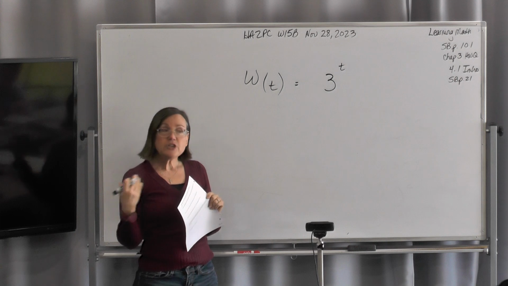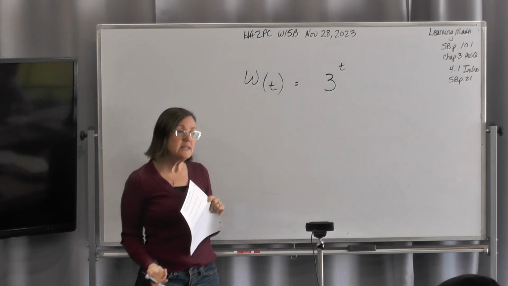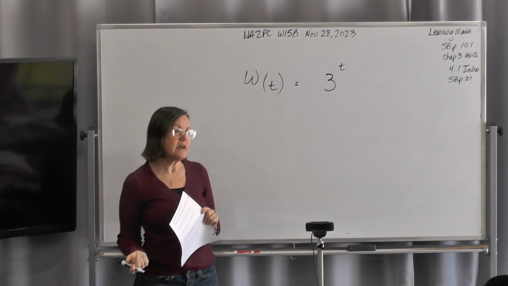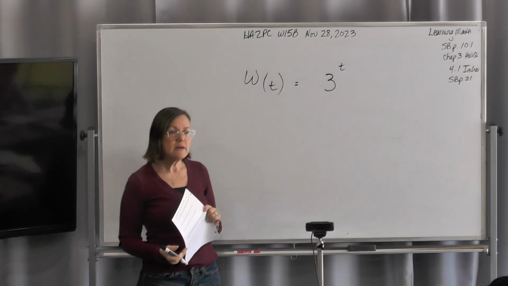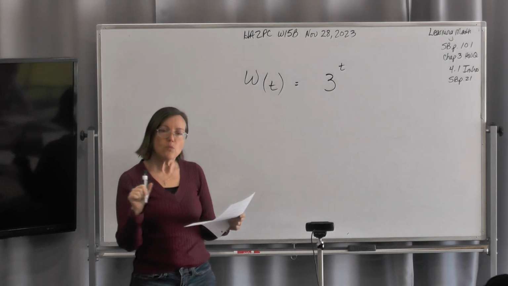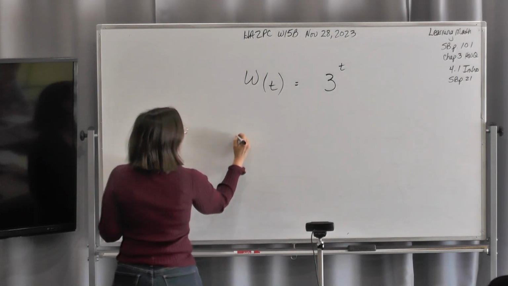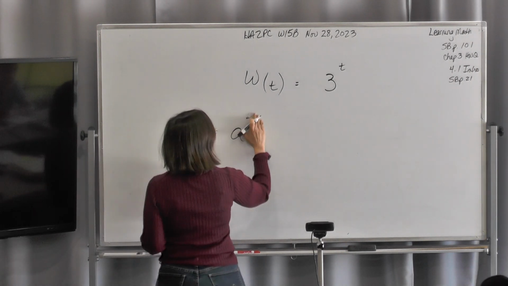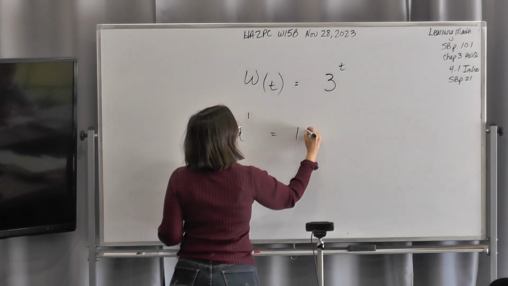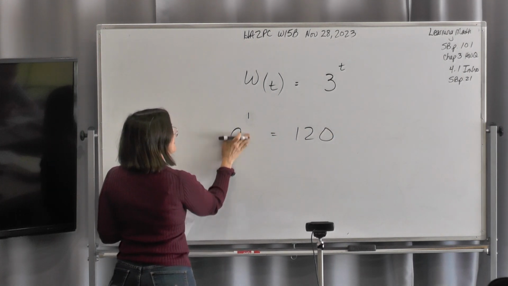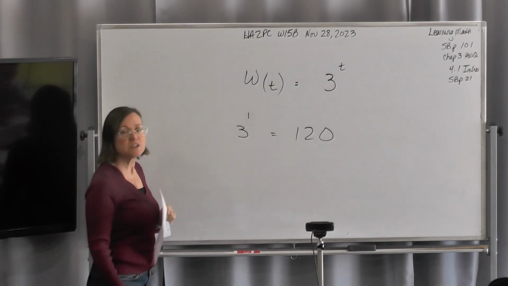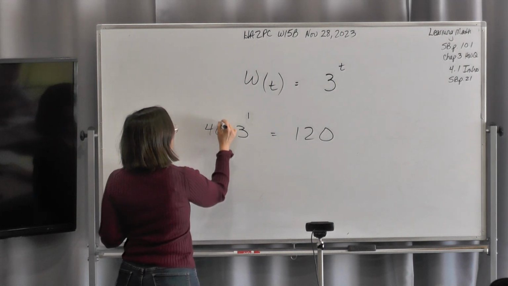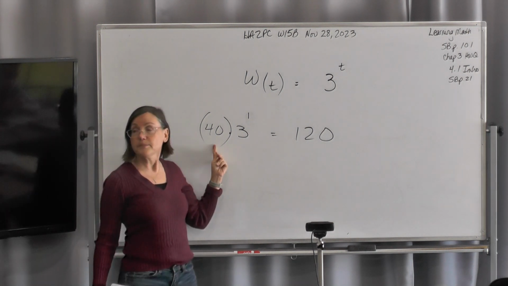Okay. But notice that if on day 1, I don't just have 3 of these bacteria. What did I start with? I had to start with something. Huh? Well, wait a minute. So on day 1, let's look at this, okay? So I've got a to the t. On day 1, if t is 1, I get 120. I know that a is 3. What did I have to multiply 3 by to get to 120? 40. What does that 40 represent? The water bears in zero, the number of water bears I started with.